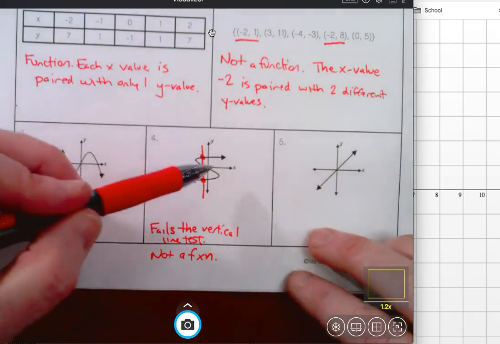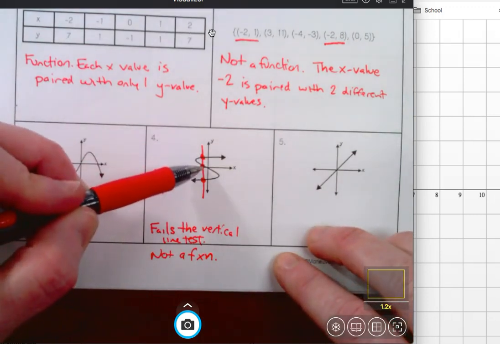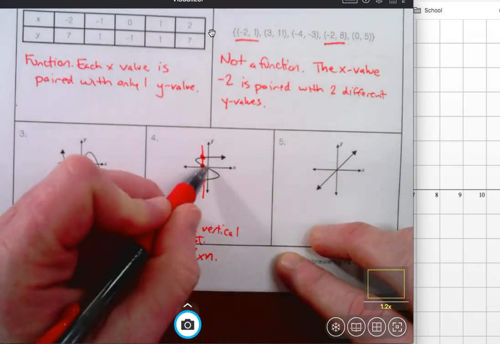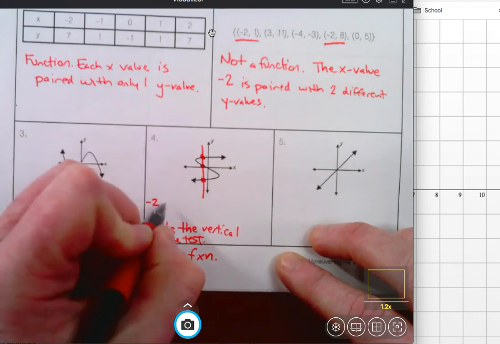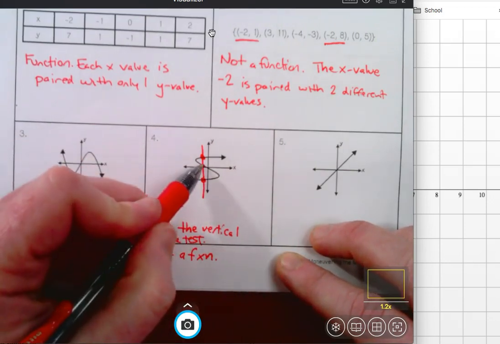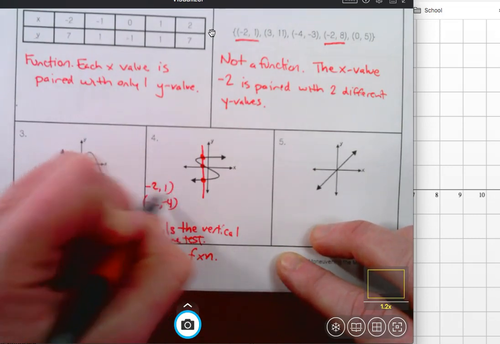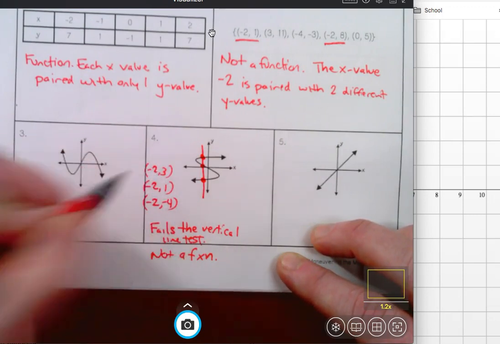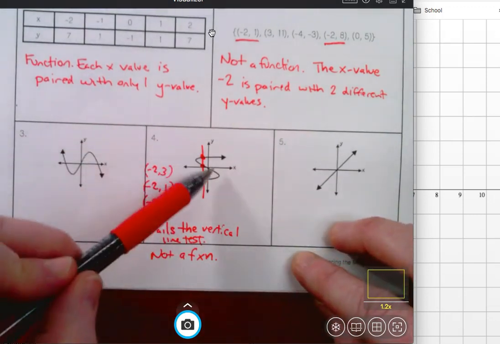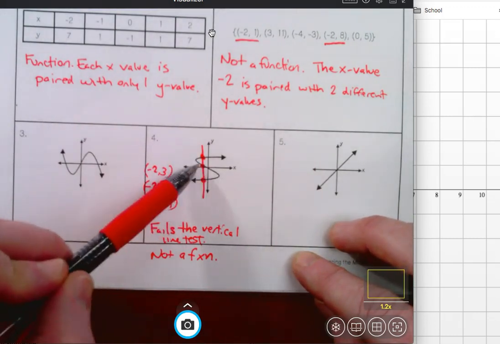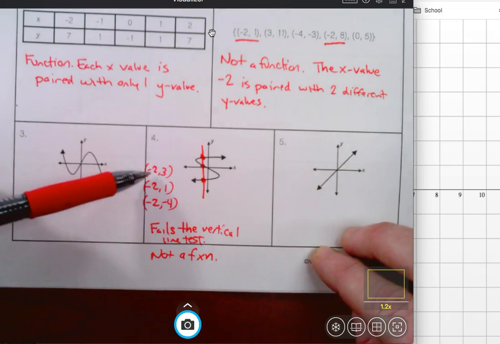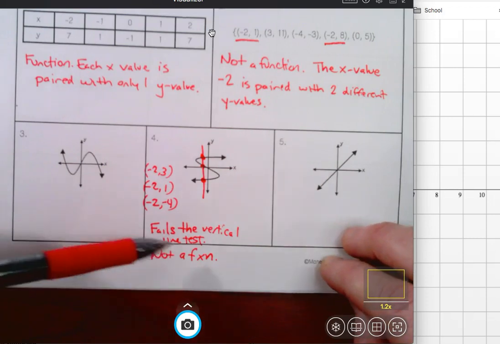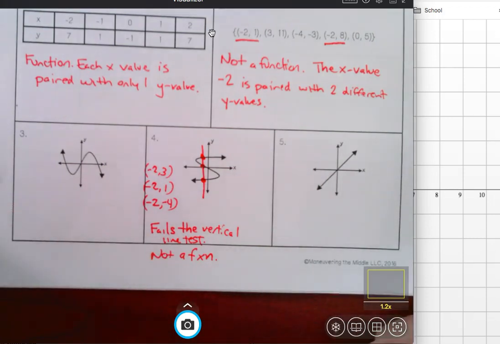Why is this the case? Well, let's imagine that this x value here, x at this line is, for instance, -2. Well, that means this point here is like -2, -4. This point here is like -2, 1. And this point here is -2, 3. I'm just making up numbers, but that would be the case. -2, 3, -2, 1, -2, -4. Right there, my x value of -2 is paired with 3 different values. That's why the vertical line test tells me if something is a function or not.